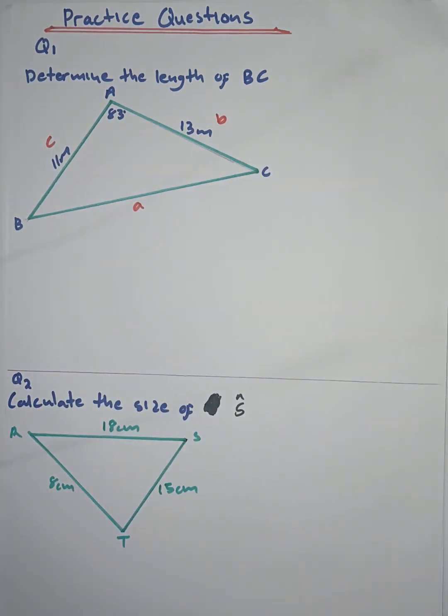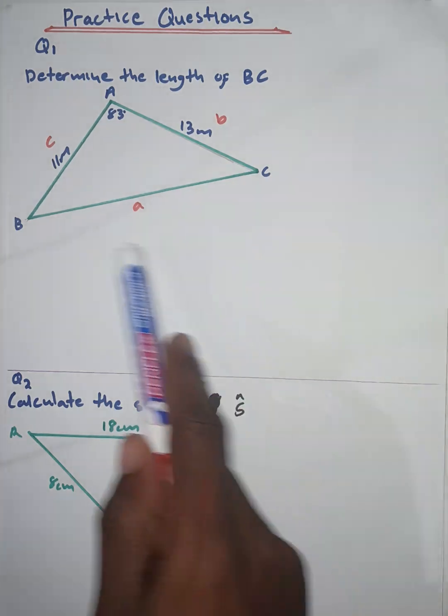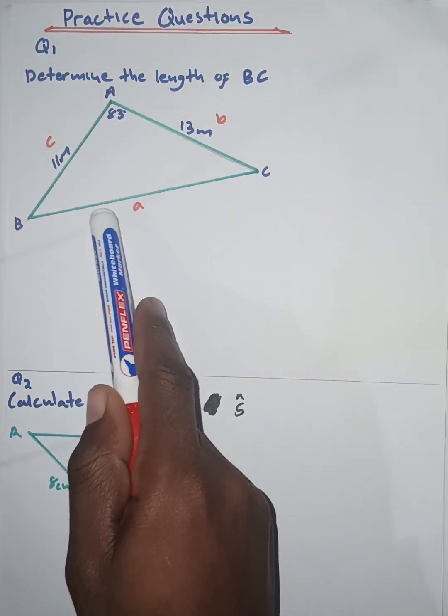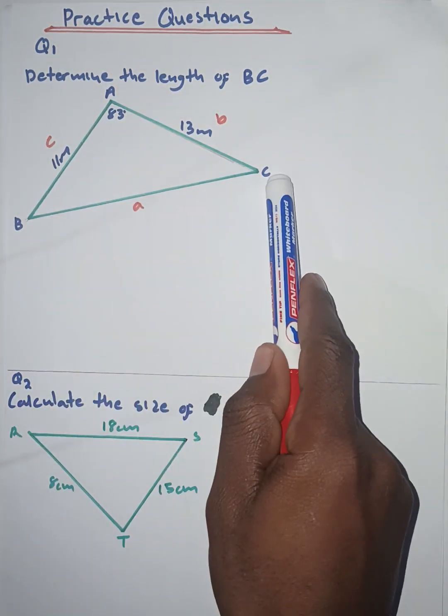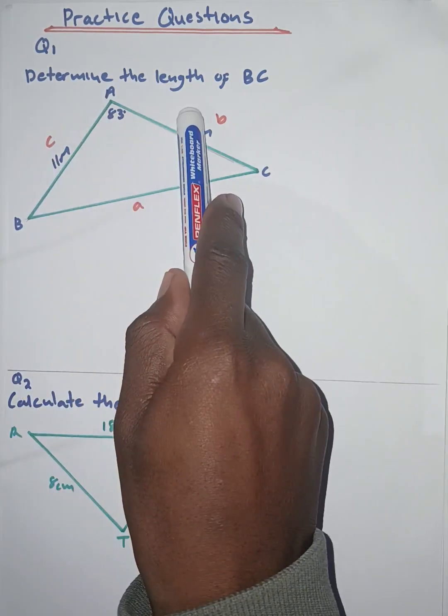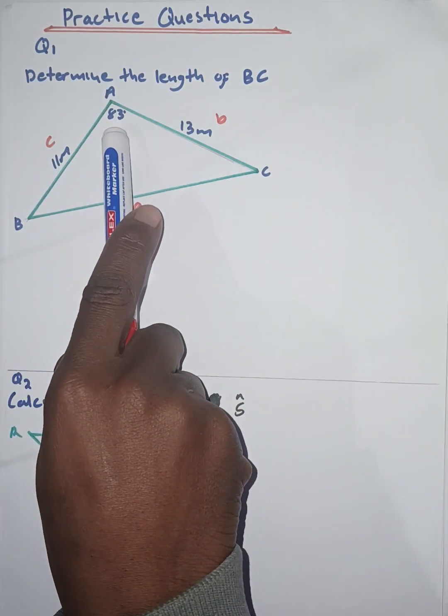Now remember what I said in the last video. I said that the cosine rule involves all three sides and one angle. So if you're looking for a side, you must be given two adjacent sides and also an angle that is between those two adjacent sides. So what we can see here, they want us to calculate the length of BC, and we are given those two adjacent sides and an angle in between.